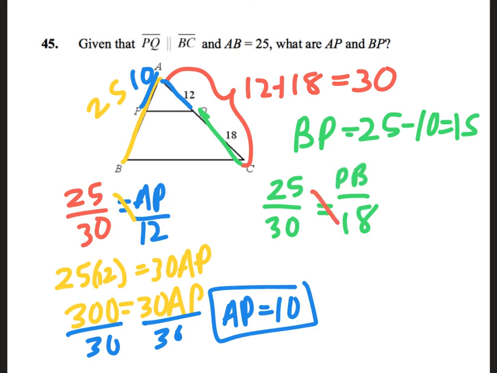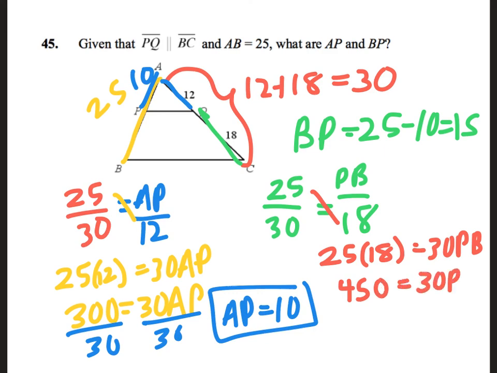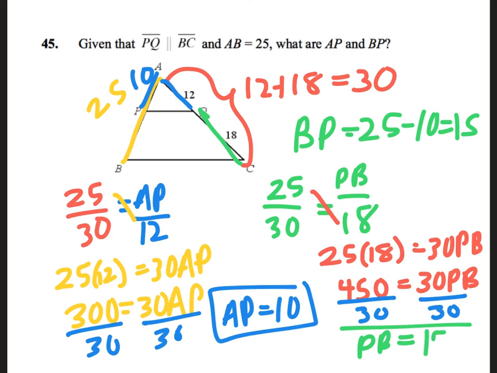Again, we're going to cross multiply. So I'm going to do 25 times 18 equals 30 PB. Am I going to be really sad if for whatever reason I did my math wrong? Yes. So we get 450 equals 30 PB. Again, we're going to divide both sides by 30. Let's make this green. And I get PB equals 450 divided by 30, which is 15, which means I did my math right.